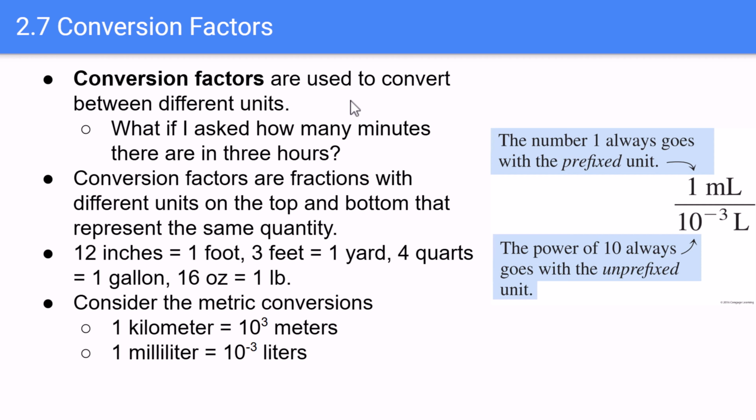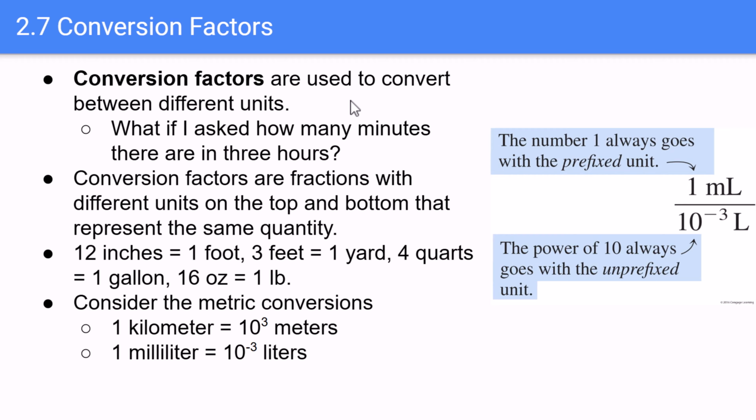Now, it'd be nice if all conversions were just that simple. Unfortunately, they're not. That's why we end up utilizing a variety of conversion factors in a process called dimensional analysis, which we'll talk about here in a moment. But conversion factors are fractions with different units on the top and bottom that represent the same quantity.